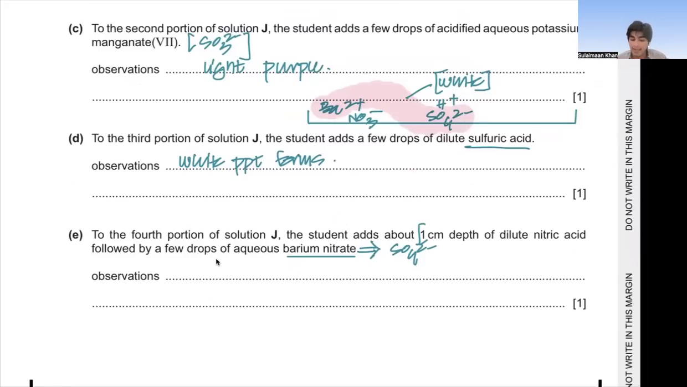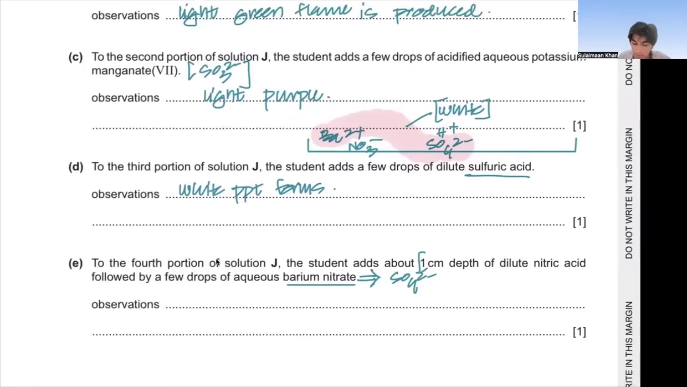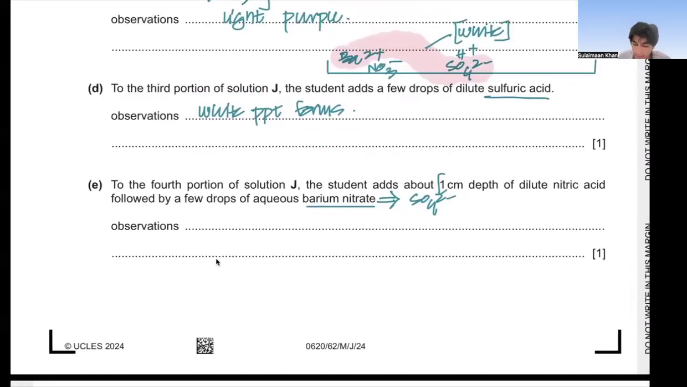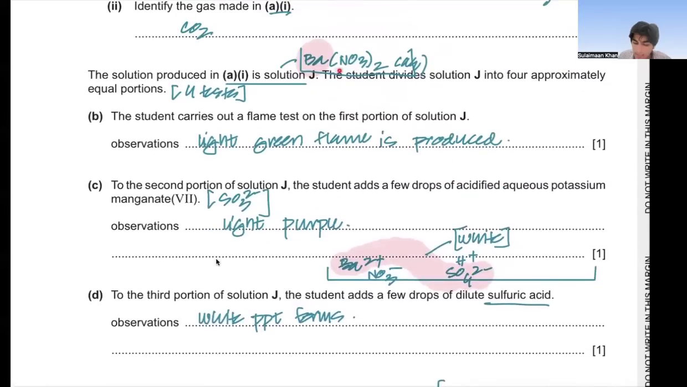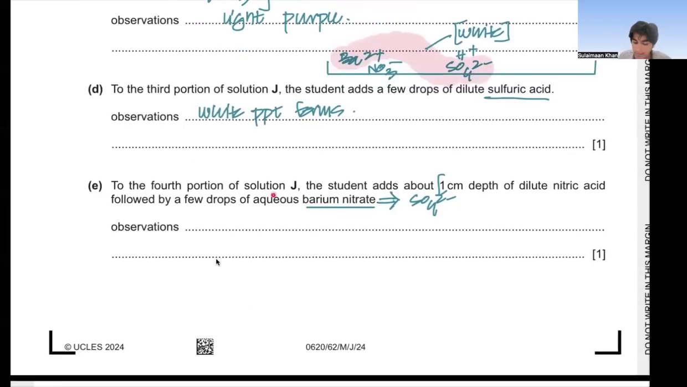No. Why? Because this is a separate portion. What are you adding barium nitrate to? You're adding barium nitrate to literally barium nitrate. Solution J is what? Solution J is barium nitrate. That's solution J, and you add more barium nitrate to it. So what's going to happen? There's going to be no change. So don't just memorize, see what is actually happening. There's going to be no change.